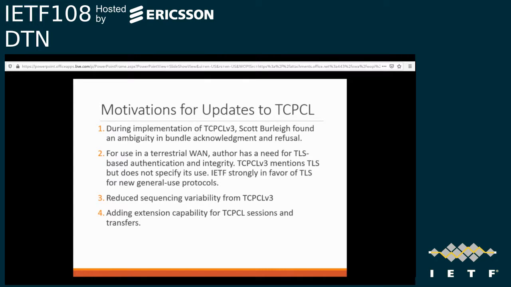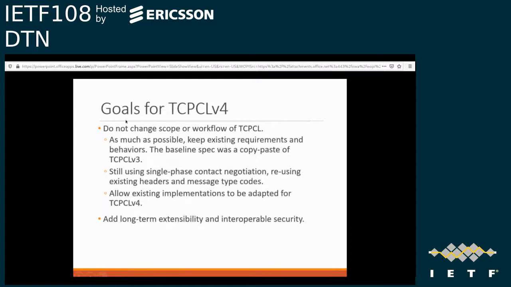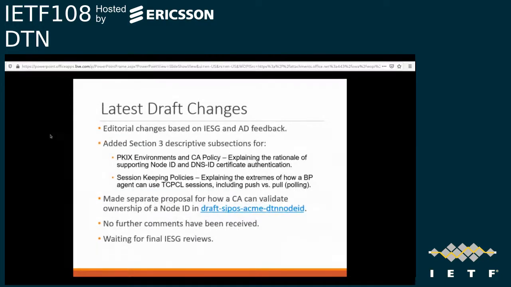So my first 2 slides are just background boilerplate about TCP/CL motivations. Nothing's changed in these slides since the original presentations, so I'm going to skip over them for the sake of terseness. But the goal is to keep things as similar as possible to allow migration from v3. The last draft changes were based on IESG and AD feedback. Section 3 text was added to give some background and explanations of PKI environments and CA policy and session keeping policy. These are really just rationales for why the actual requirements are the way they are, and they don't have any changes to the actual protocol itself.